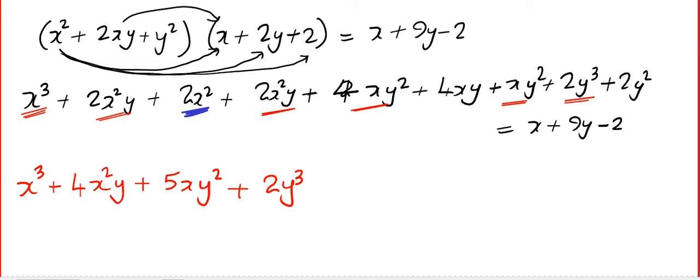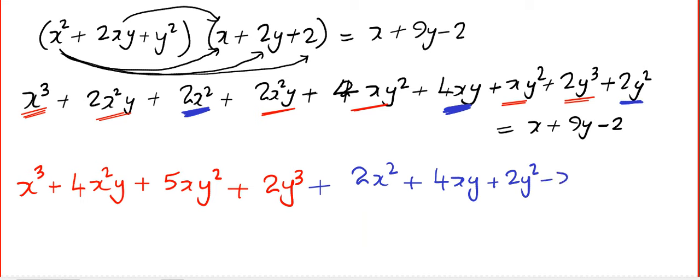Okay, now we have to collect degree 2 terms. I'll color it with blue. So degree 2 terms: plus 2x square plus 4xy plus 2y square. Now degree 3 is over, degree 2 is over, now degree 1. Degree 1 means, now there is nothing left on the left side, so minus, I'll use another color, minus x minus 9y, and finally the constant term.